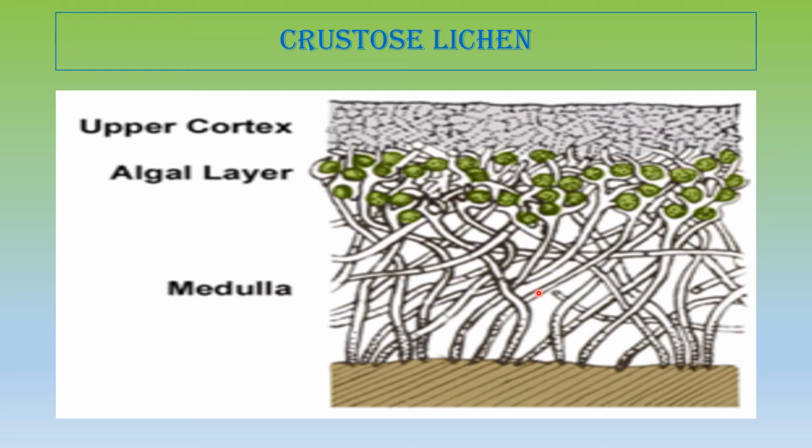In this crustose lichen, these types of filaments which help in adhering to the substrate are called rhizines, and crustose lichen has rhizines throughout the lower cortex that help it to closely adhere to the substrate.